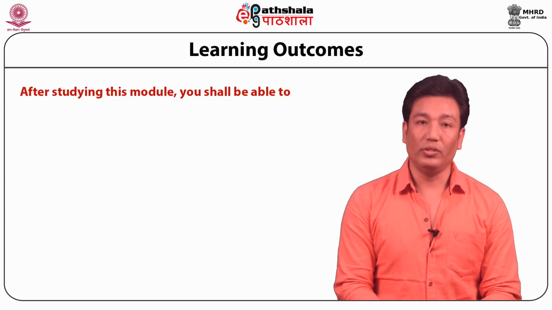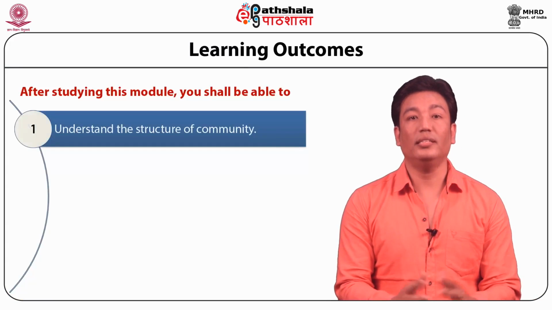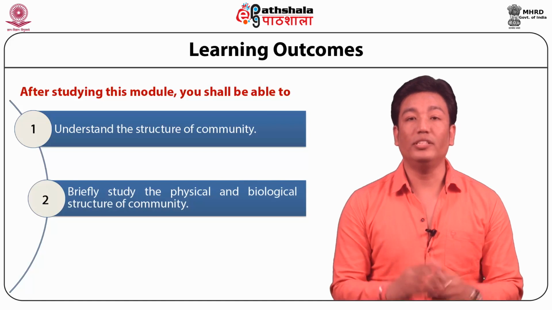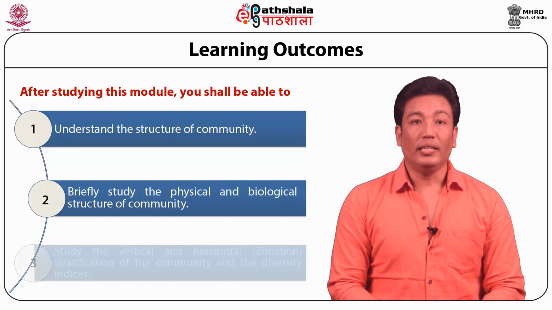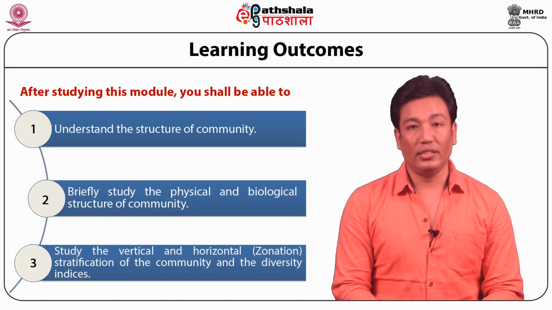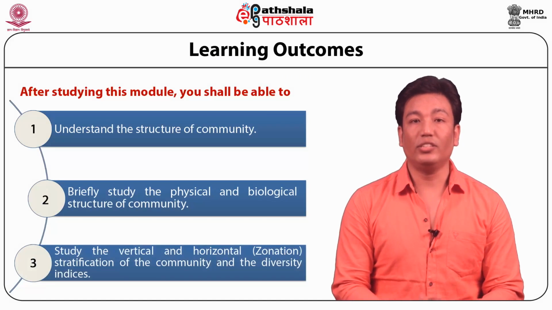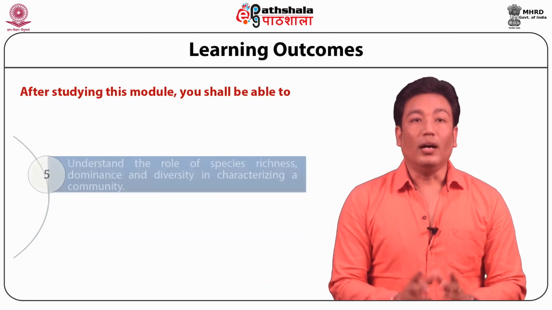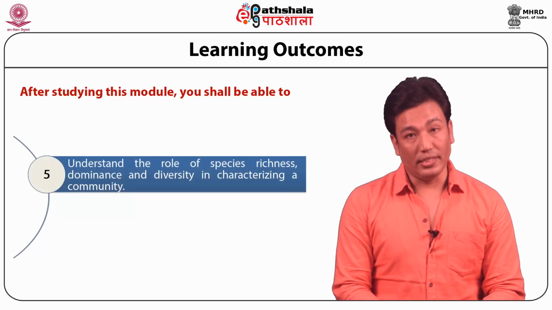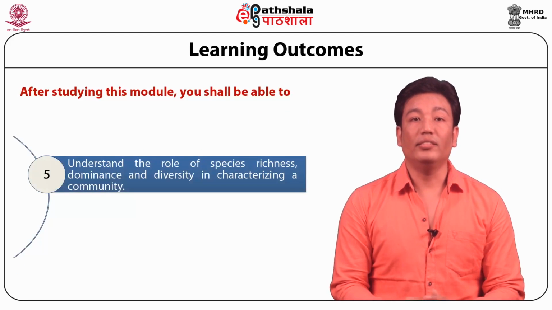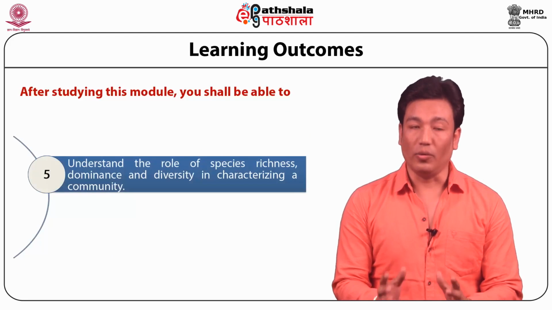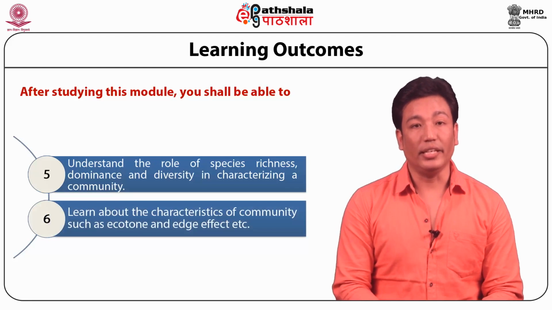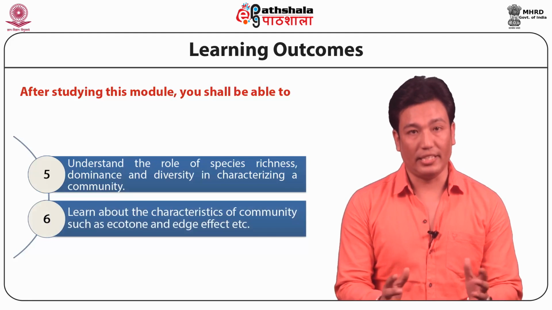After studying this module, you shall be able to understand the structure of community, briefly study the physical and biological structure of community, study the vertical and horizontal zonation, stratification of community, and the diversity indices. Understand the role of species richness, dominance, and diversity in characterizing a community. Learn about the characteristics of community such as ecotone and edge effect, etc.